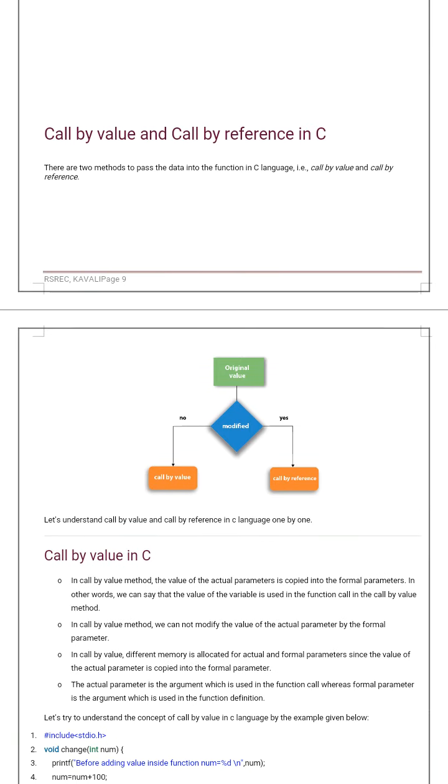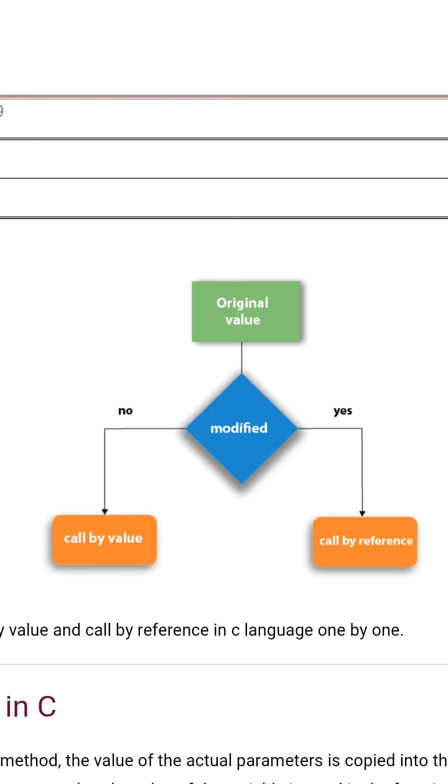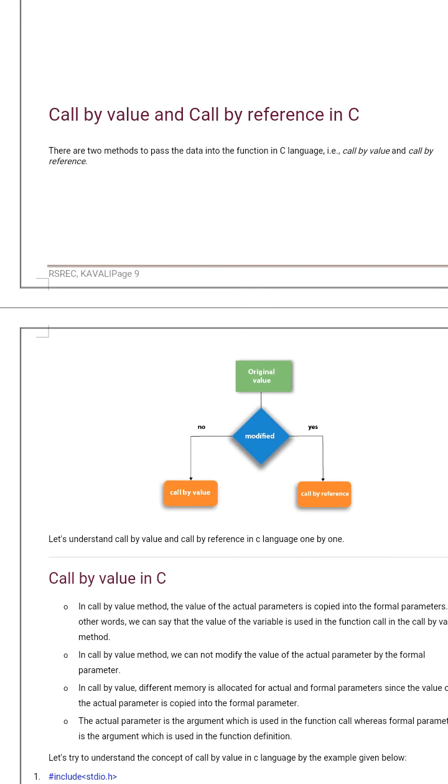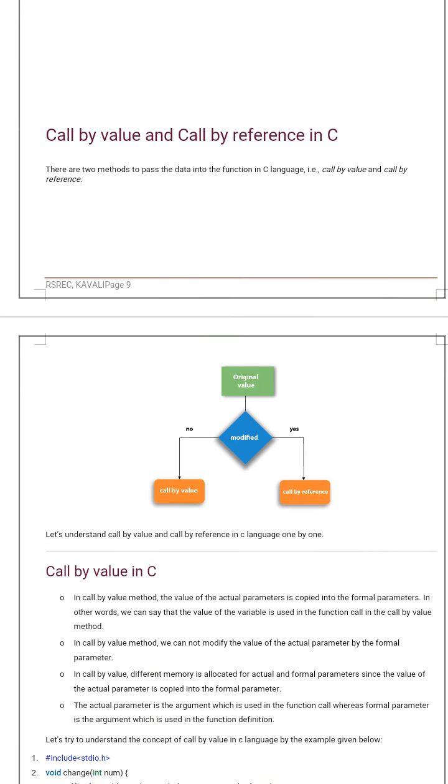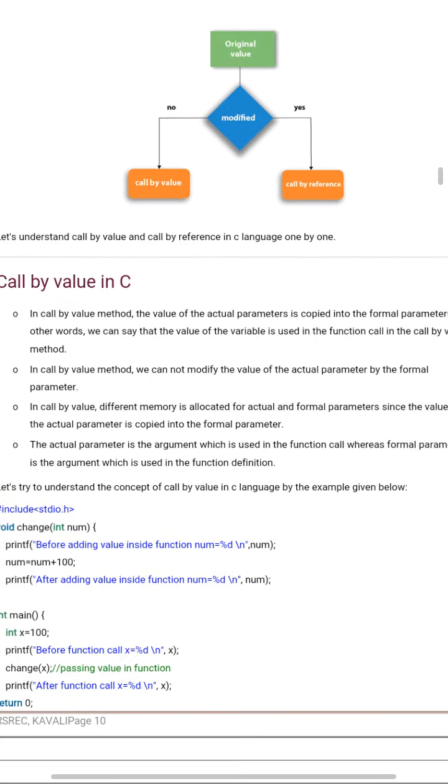This is the parameter's original value and its modified value. In call by value and call by reference there are some differences, so we have to see that difference in this example. First we discuss call by value.